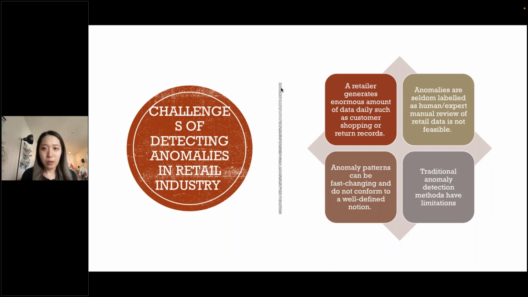Also, because we have big data sets, anomalies are seldom labeled because human manual review is not feasible. It's too expensive to have humans label different activities. Because human activities are complex, the anomaly patterns can change very fast and they do not conform to a well-defined notion. And lastly, as I mentioned before, each anomaly detection technique has its specific assumptions or formulations. So if we apply only a single one of them, it may have some limitations.